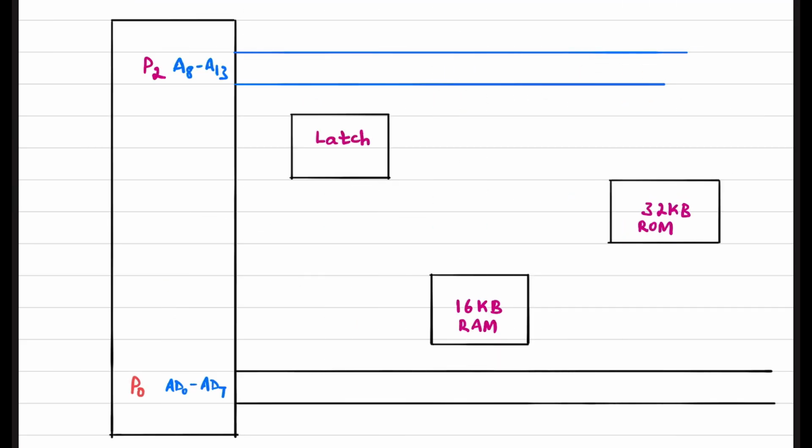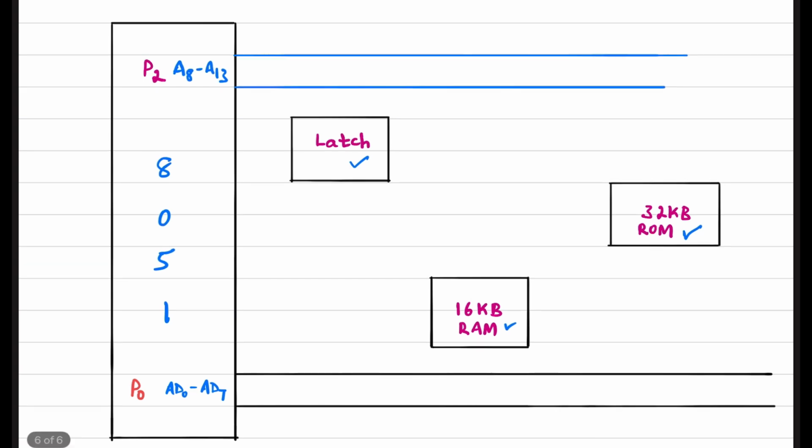Here is the block diagram representation of the interfacing. The first block is the 8051 microcontroller, and here is the 16 KB of RAM. This is the RAM, and this is the 32 kilobytes of ROM we have. In order to store the intermediary address, we are going to have a latch which can store 8 bits of the address. Let us first make the address line and data line connections for the 16 kilobytes of RAM, and then we will move on to the 32 kilobytes of ROM.